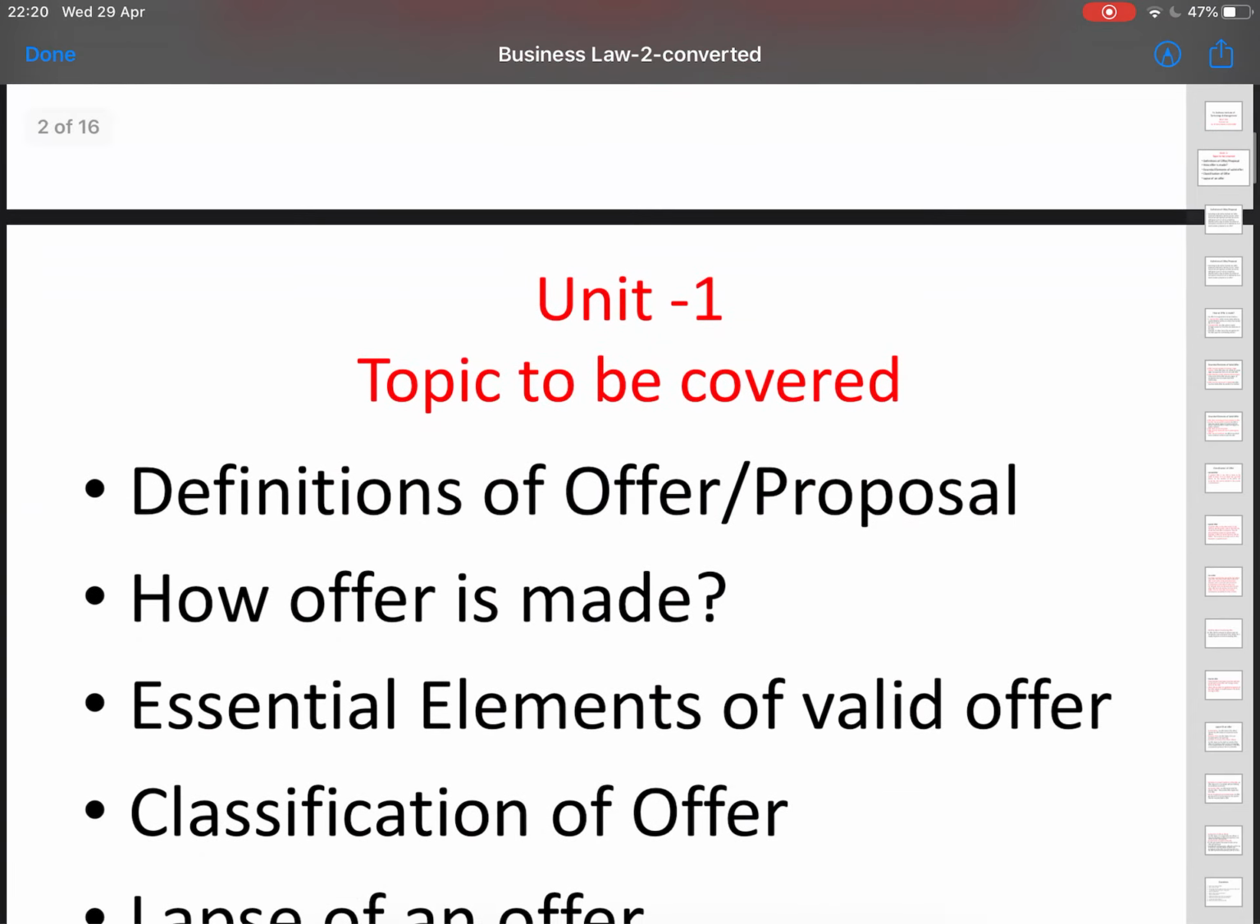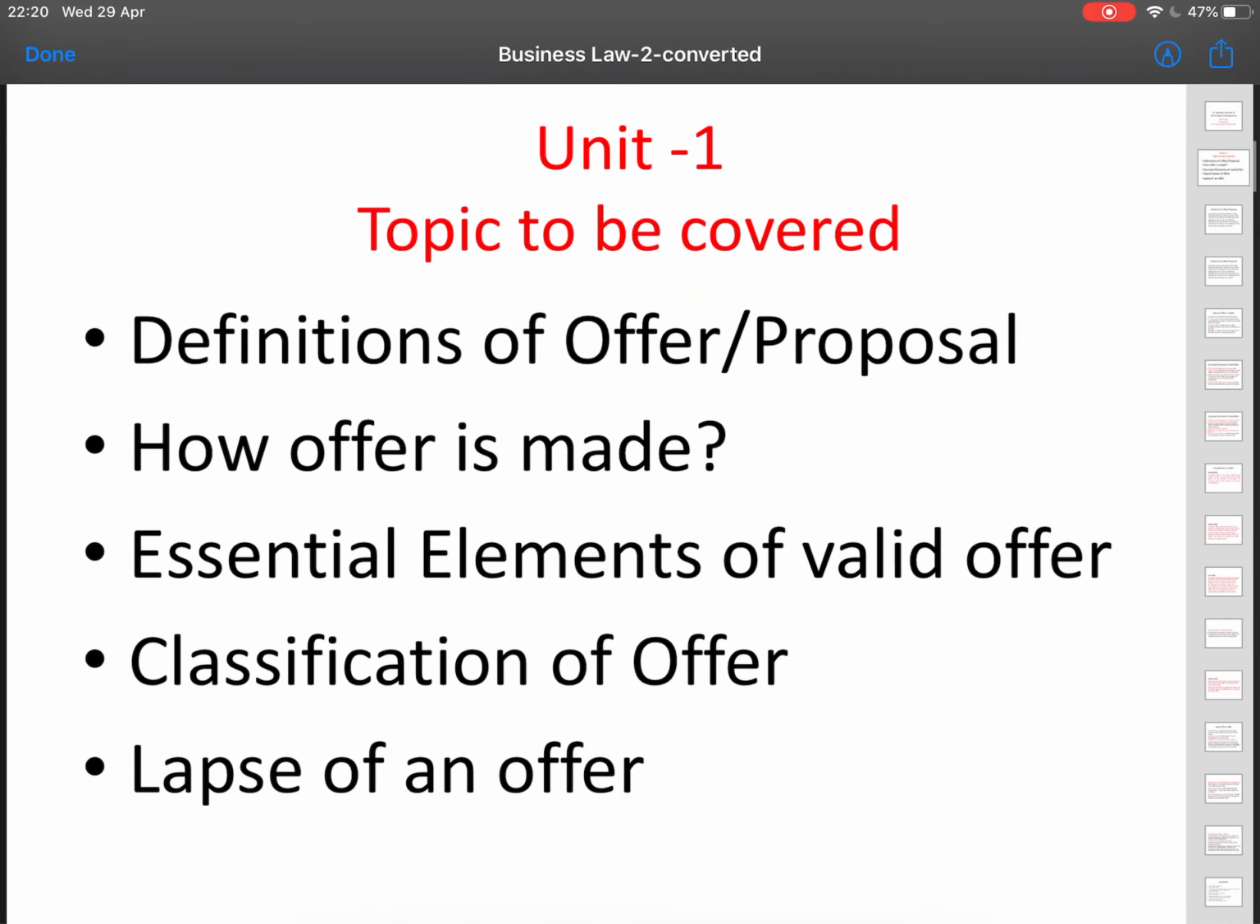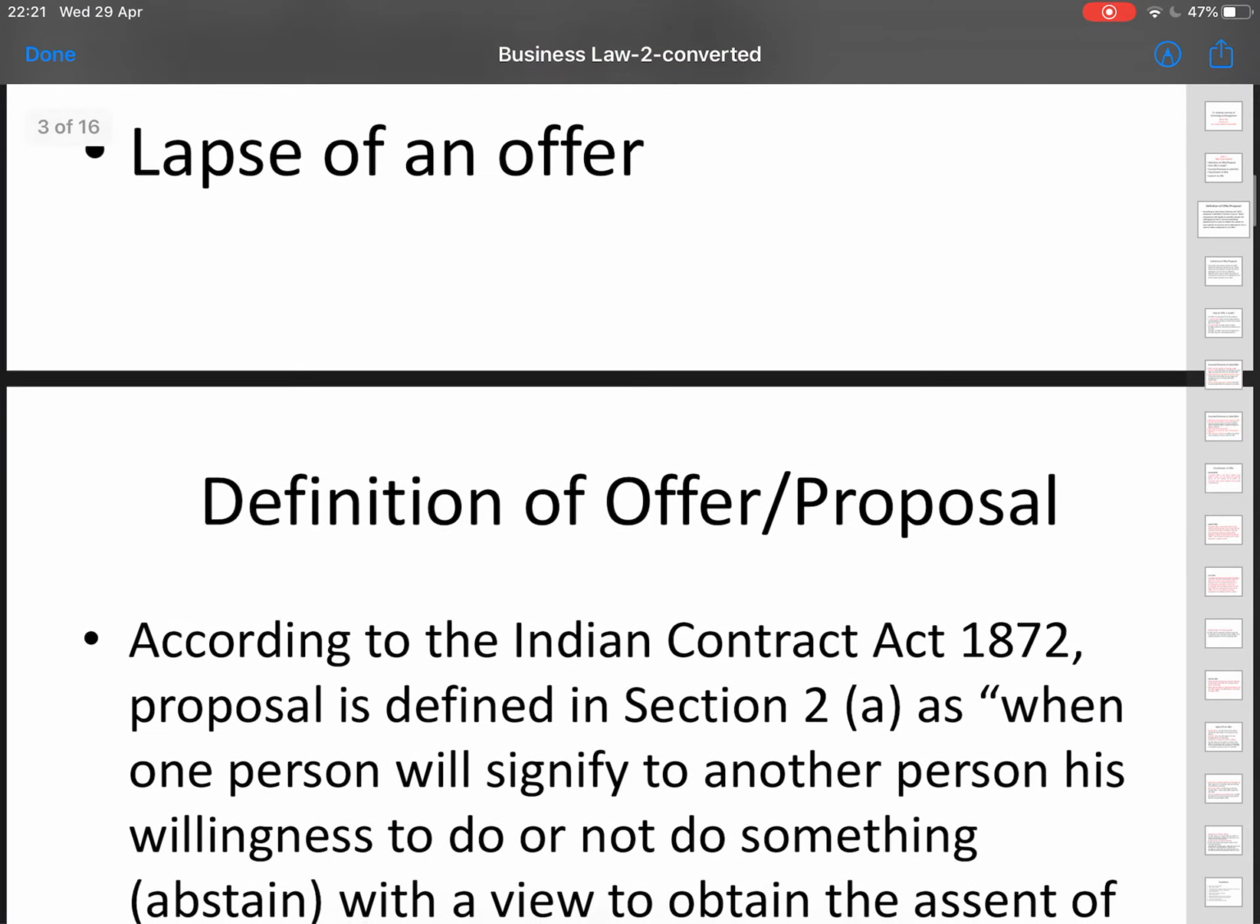The topics I'm going to cover today are definitions of offer and proposal, how an offer is made, essential elements of a valid offer, classification of offer, and lapse of an offer. I am starting with the first topic, definition of offer and proposal.